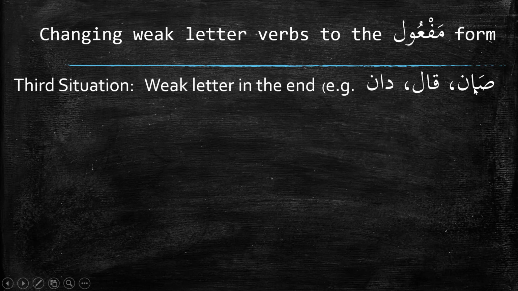So here we have sana, which means to protect. We have qala, which means to say. It can also mean to take a nap. And if it means to take a nap, then that alif will be a ya and not a waw. And here is dana, which means to loan someone something, which has a ya in the middle.